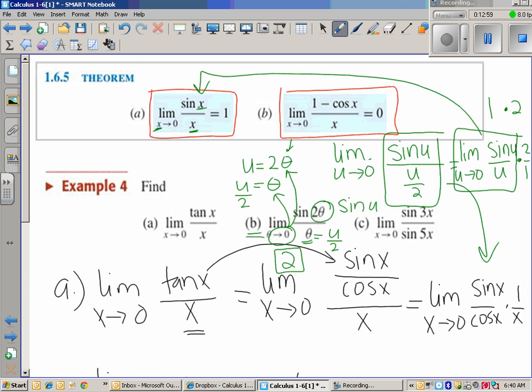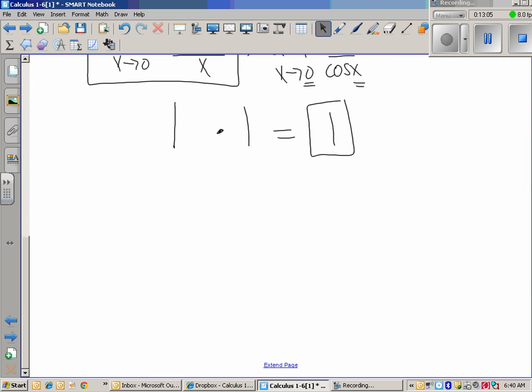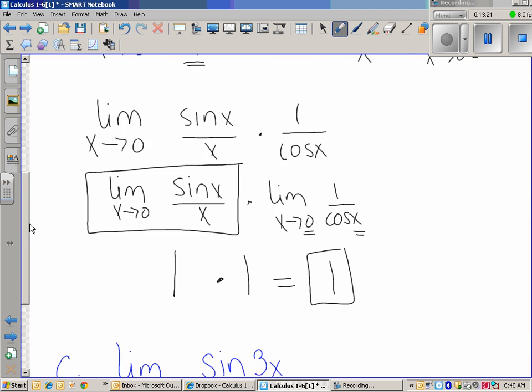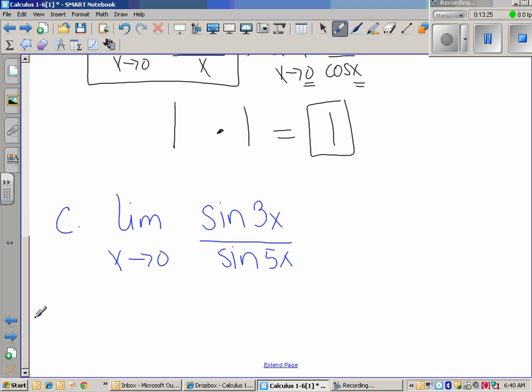Okay, the next one's a little harder, so I'm going to scroll down, making sure I can remember. 3x over 5x. Okay. So now I want to take a look at part C. And I want to look at the limit as x approaches 0 of the sine of 3x over the sine of 5x. And when I look at this, make sure I copied it right. I did.